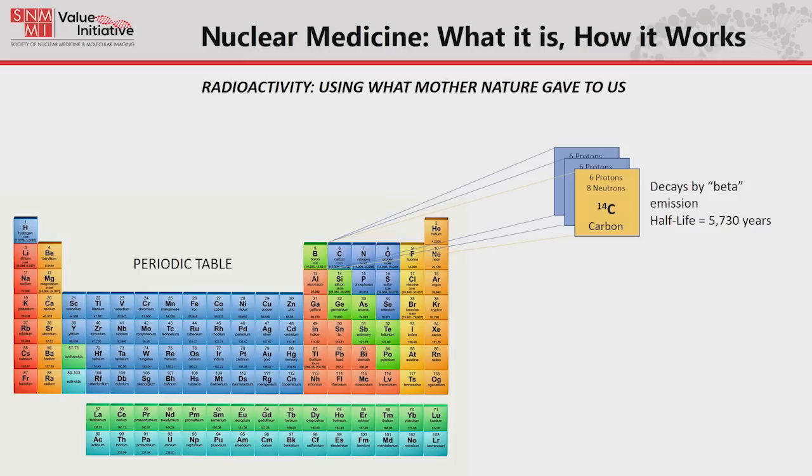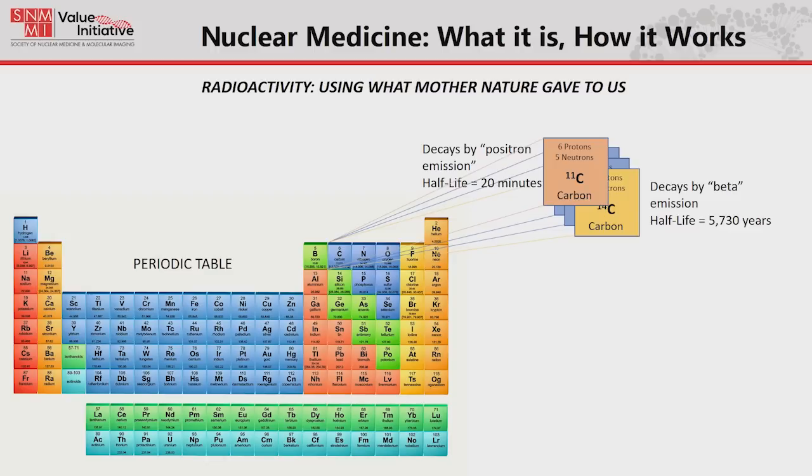It's unstable. It wants to get stable again, and it does this by radioactive decay. This has a half-life of about 6,000 years. We don't like to use it in people with a 6,000 year half-life, but this is what you use for carbon dating, right? Mother Nature gave this to us. We have this. We can actually, and we end up using it for carbon dating.